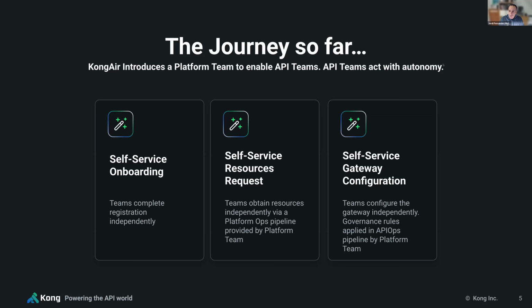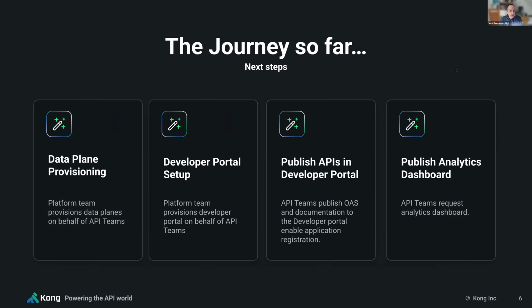So to continue this journey and complete the developer experience that we want to expose to our API teams, today we will see how we can offer the API teams the possibility to deploy a data plane by themselves without having to interact with the platform team. And we will see how the platform team creates and exposes a GitHub action to do exactly that.